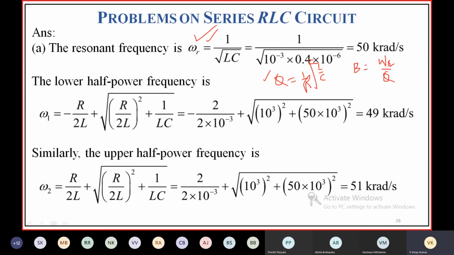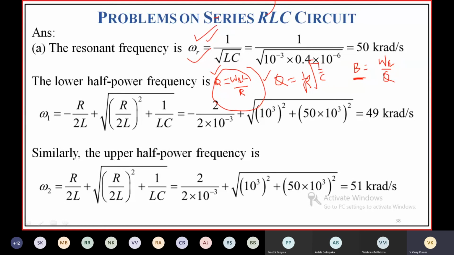Q is equal to 1 by R root L by C, or otherwise you can also use this formula: Q is equal to omega r L by R. So first you find the resonant frequency, then you find Q, then you can find the bandwidth.